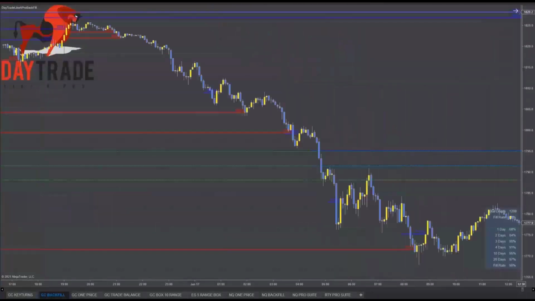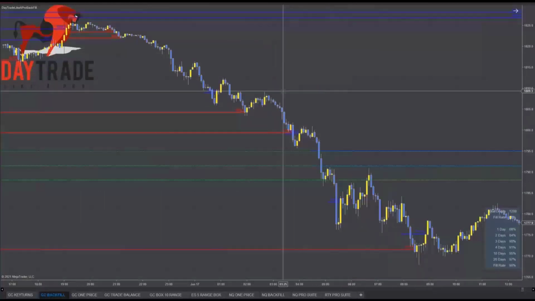And by the way, you can put this on a 60-minute chart. You can put it on a 15-minute chart. You can use it on a tick chart.